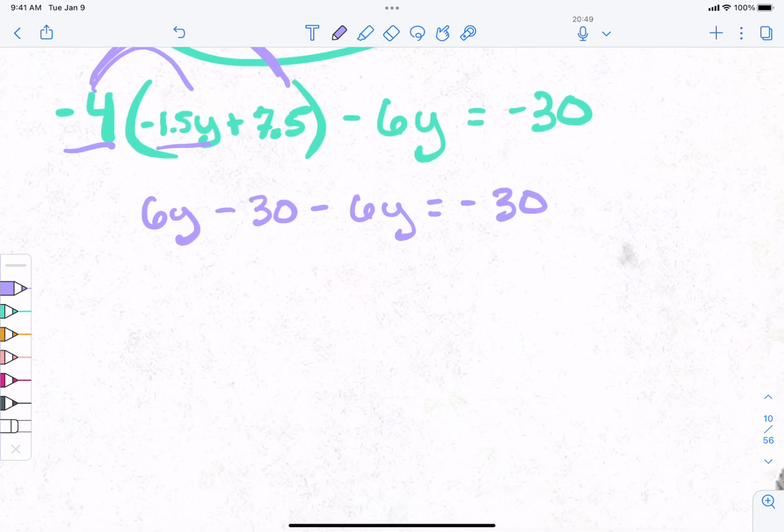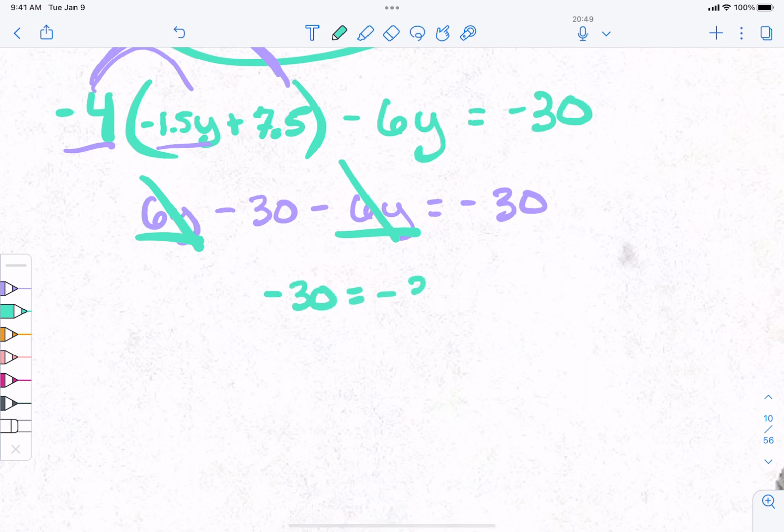Okay, we got more funny things that are going to happen here. So let's do some stuff. What would you like to do? Combine the 6. Okay, what about 6y minus 6y? You can combine them. Yeah, it ends up canceling each other out, right? 6y minus 6y, they're gone. So what we have now, basically, I mean, you could add the 30 over to the other side if you want to, but we basically now have negative 30 equals negative 30, and all my variables are gone.